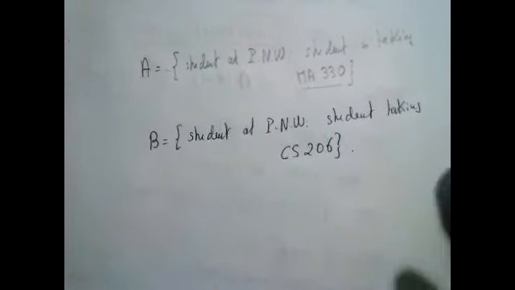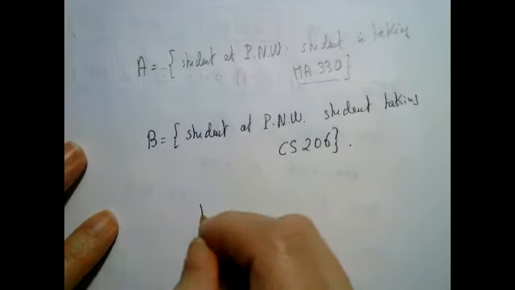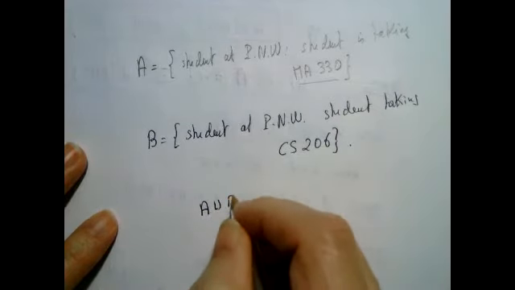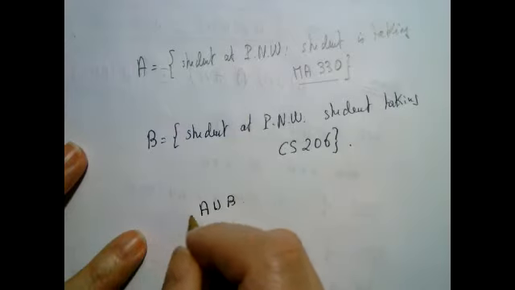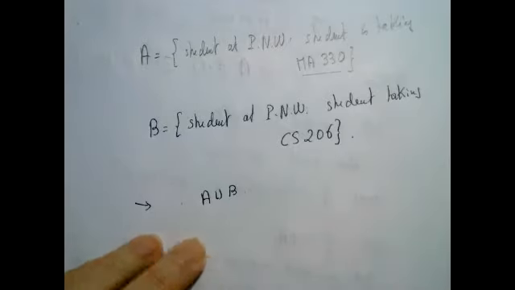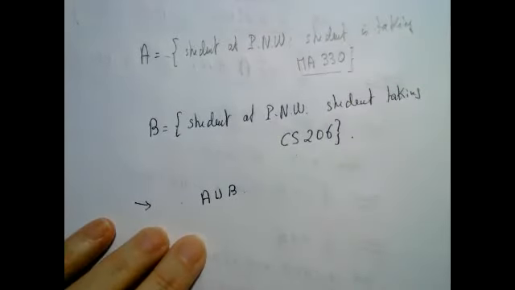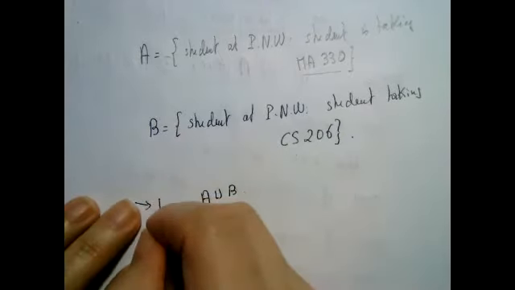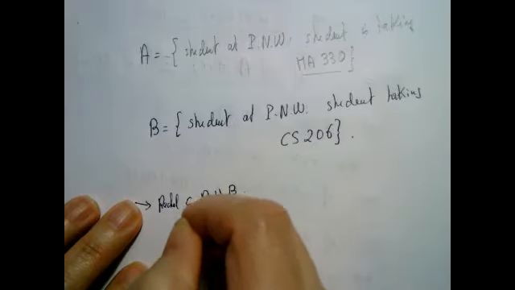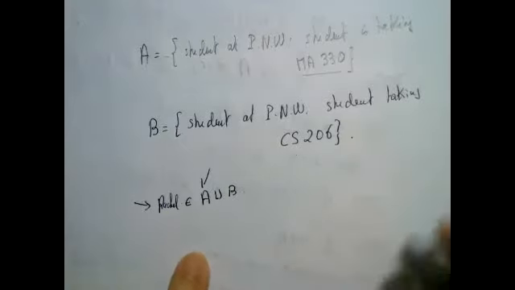Now, I don't know which classes you guys are taking. I know you're taking mine, so I avoided mine. And I want to ask you the following question. Is any of you in A union B? It means is any one of you in A union B. Yeah, I'm taking 330. Okay, so Rachel belongs to A union B. Why is she in A union B? Because she's taking 330, so she is in A.